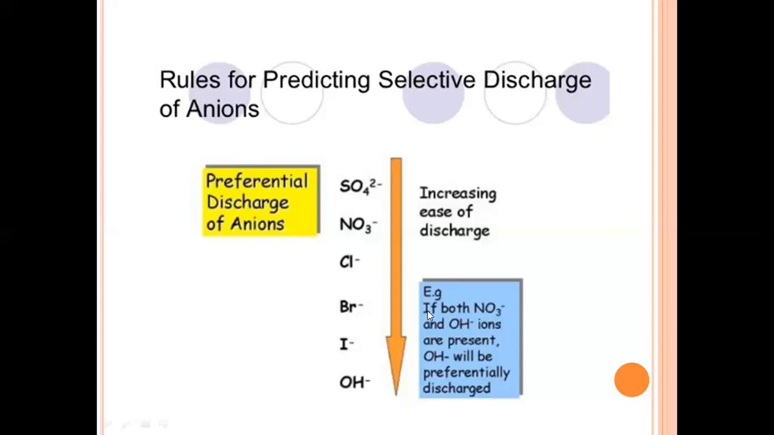If both NO3 negative and OH negative ions are present, then which will be preferable? Yes, which is present below this series? So OH negative is present below. That's why OH negative is preferable there. So OH negative goes to the anode and loses its electron.